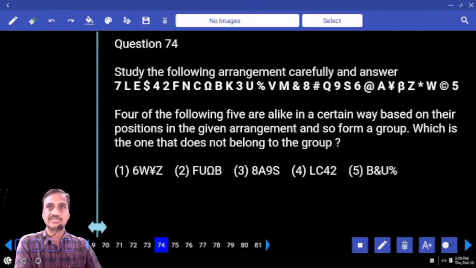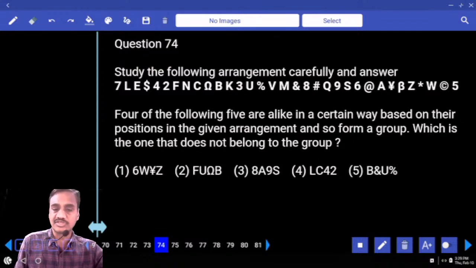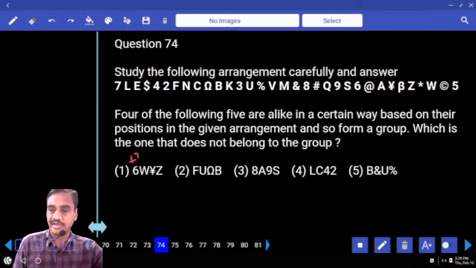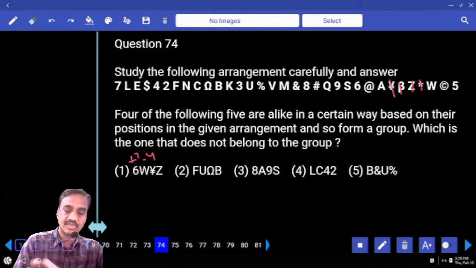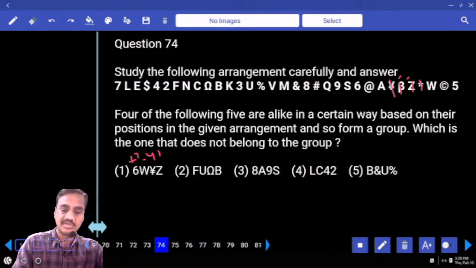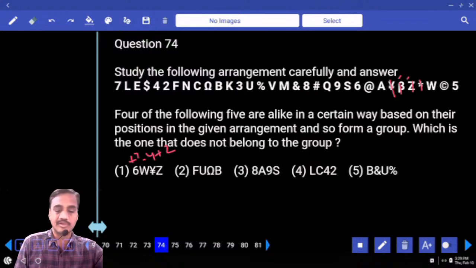Then 74, four out of the following, which is nothing but an odd man out. First, 6 and W. Between these two, counting 1, 2, 3, 4, 5, 6, 7, the relation is plus 7. Then W and Y, 1, 2, 3, 4, minus 4. And Y and Z, 1, 2, plus 2. What is the pattern we have? Plus 7, minus 4, and plus 2.